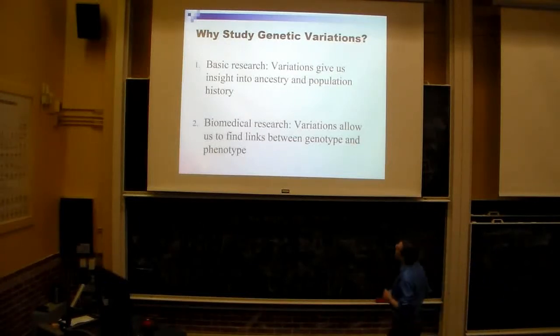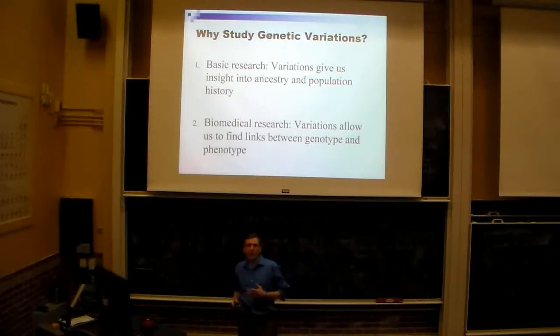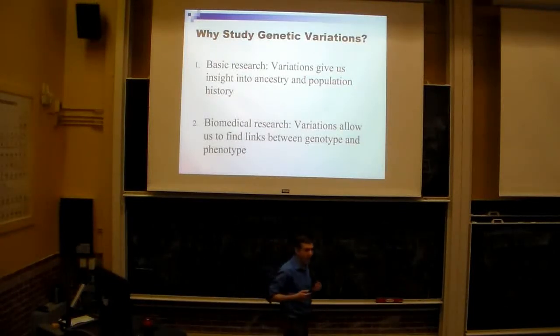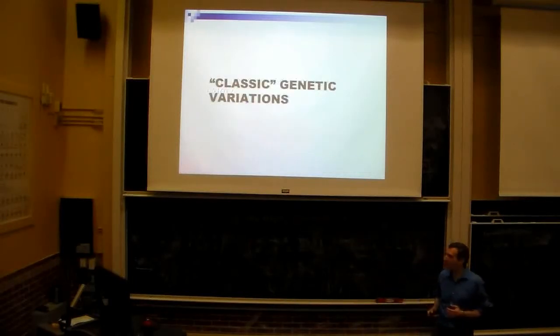And what I want to talk about before I get to that is much more what the data looks like. So what are genetic variations? How do we learn them? And what kinds of resources do we have for examining these?